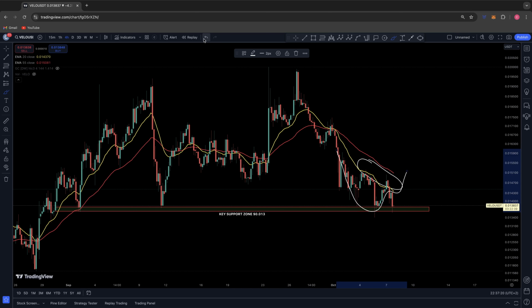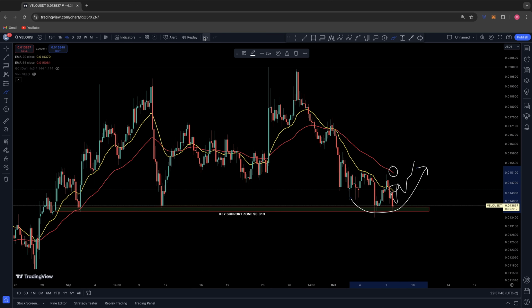So what I'm hoping for right now is that we can hold this level of support right here, and again try and retest these EMAs above that are resistance. So we have the 20 EMA sitting at 0.0143 and the 55 sitting at 0.015. These are two key levels above that we need to reclaim in order to see any sort of reversal and to confirm this is a local bottom for VELO.